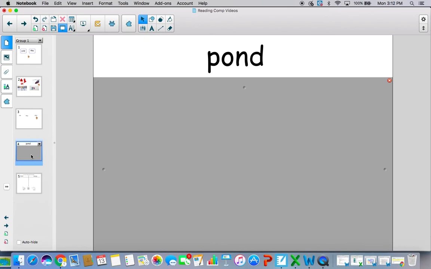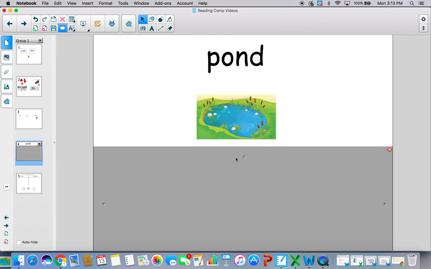So an important word from our story is the word pond. Can anyone tell me what is a pond? You can pause here to talk with your grown-up about it. A pond is a small body of water that is surrounded on all sides by land.